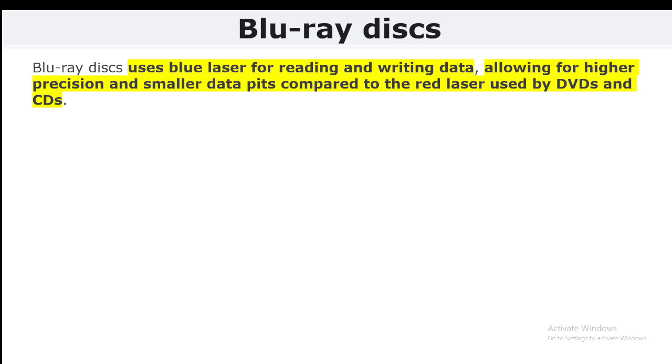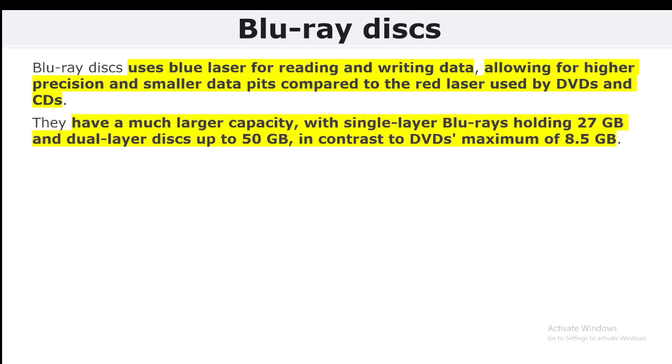Now, Blu-ray discs use a blue laser for reading and writing data, and this gives them very high precision to write data in bits compared to CDs and DVDs, right? Now, they also have a much larger data capacity. They are able to hold a larger data capacity compared to DVDs.